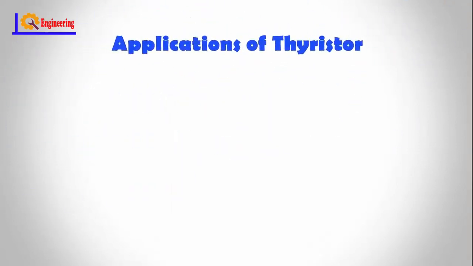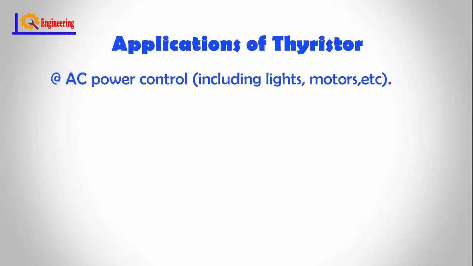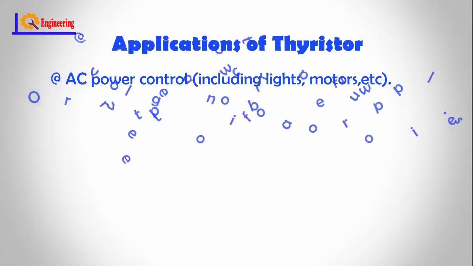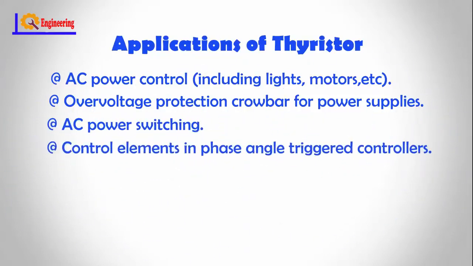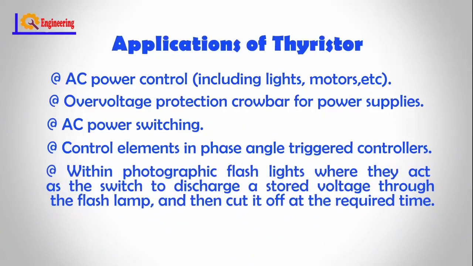Applications of thyristor. Thyristors, or silicon-controlled rectifiers, SCRs, are used in many areas of electronics where they find uses in a variety of different applications. Some of the more common applications for them are outlined below: AC power control including lights, motors, etc. Overvoltage protection crowbar for power supplies. AC power switching. Control elements in phase angle triggered controllers. Within photographic flashlights, where they act as the switch to discharge a stored voltage through the flash lamp, and then cut it off at the required time.